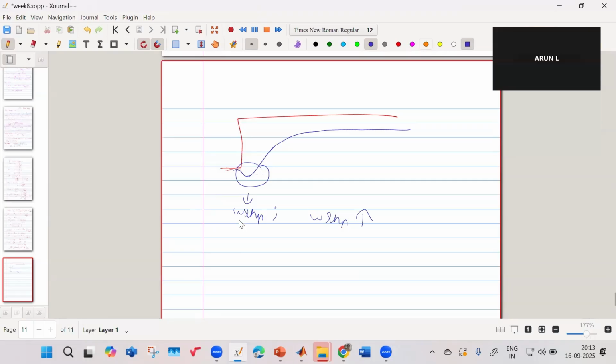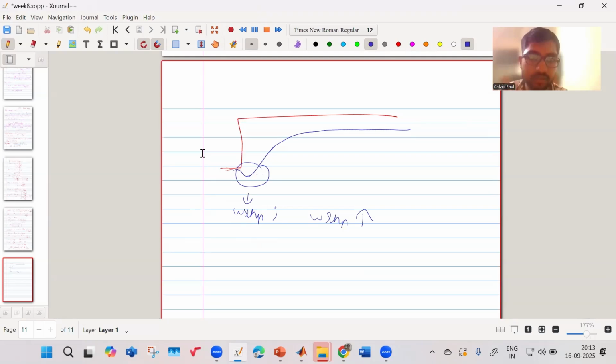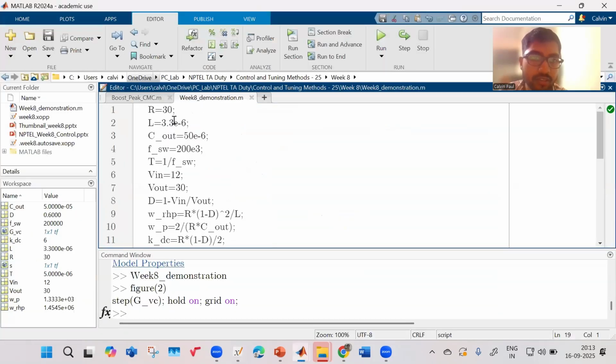Sir, instead of 3.3 microhenry, if we use a higher L, maybe. Yes, that also we can do. Let us make it 33 or something. 330, let us make it. Let me run it now.